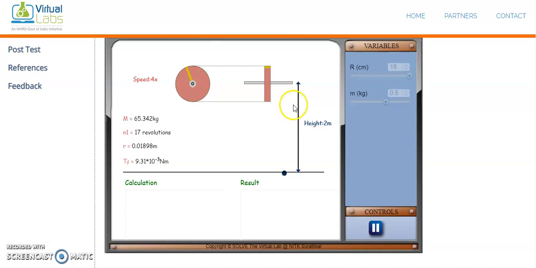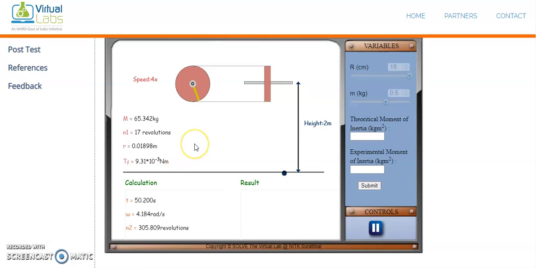Since the radius is increased as well as the mass value, the actual value gets changed, right? That is why it will take more time to respond. It needs to stop completely so that the calculated observations will be displayed. Now see, it will take 50 seconds. For dropping from the 0 meter to 2 meter, from start to end, it requires 50 seconds.